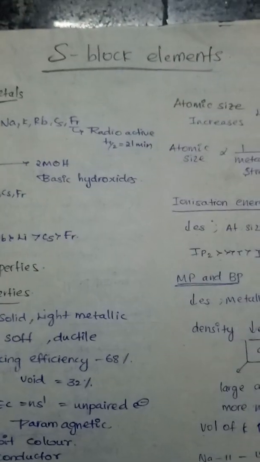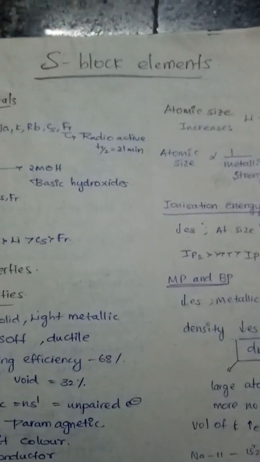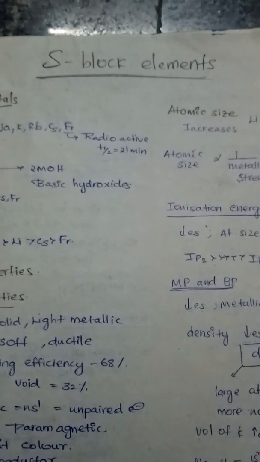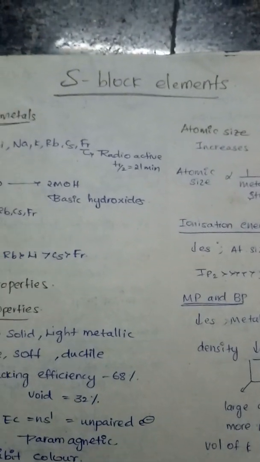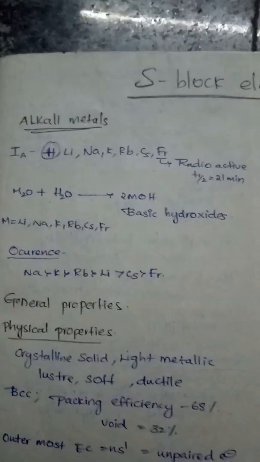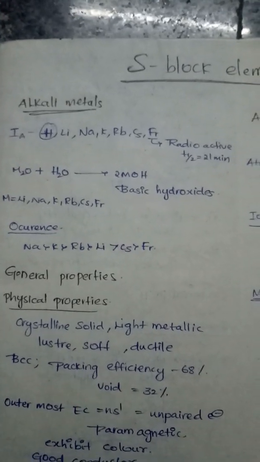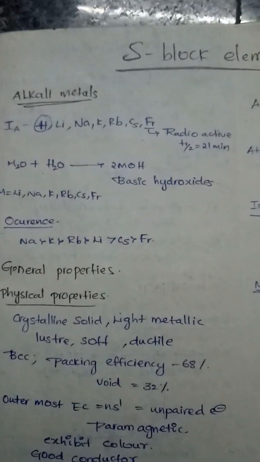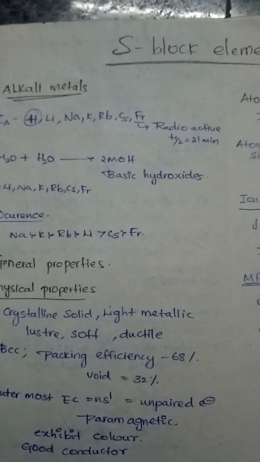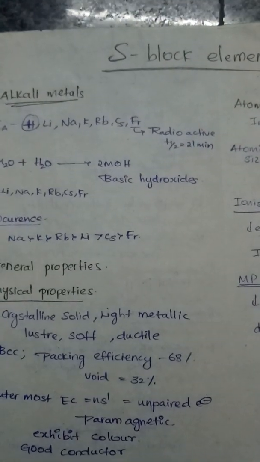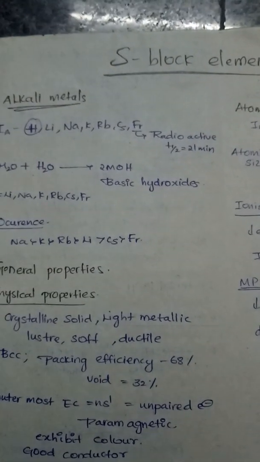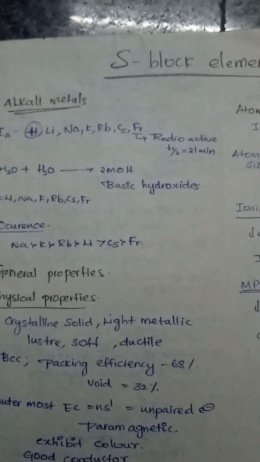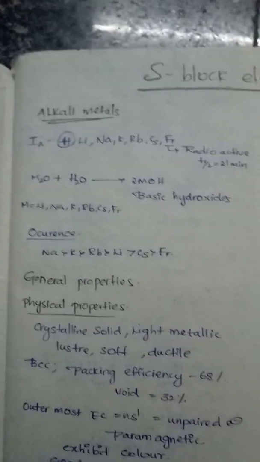Hello friends, today we would like to discuss S block elements. In the periodic table, S block is the first group. S block group elements are also known as alkali metals, in which the first group consists of hydrogen, lithium, sodium, potassium, rubidium, francium. Francium is a radioactive element and its half-life is 21 minutes only.